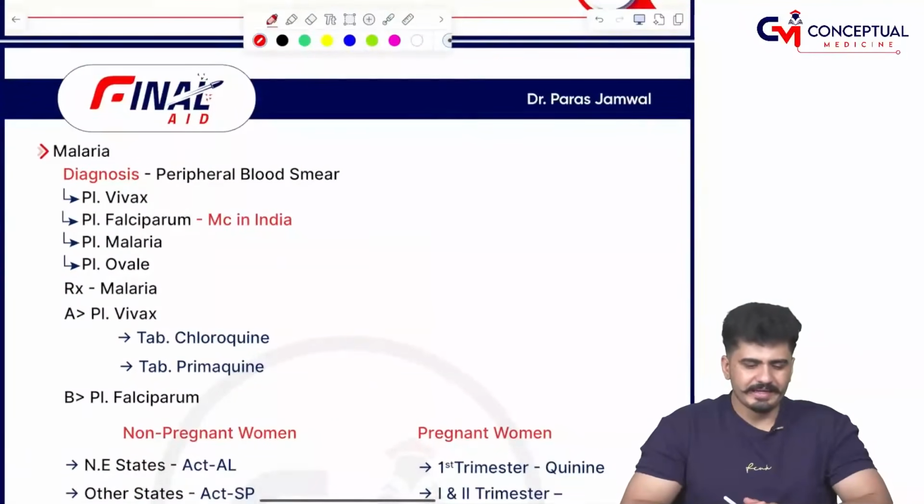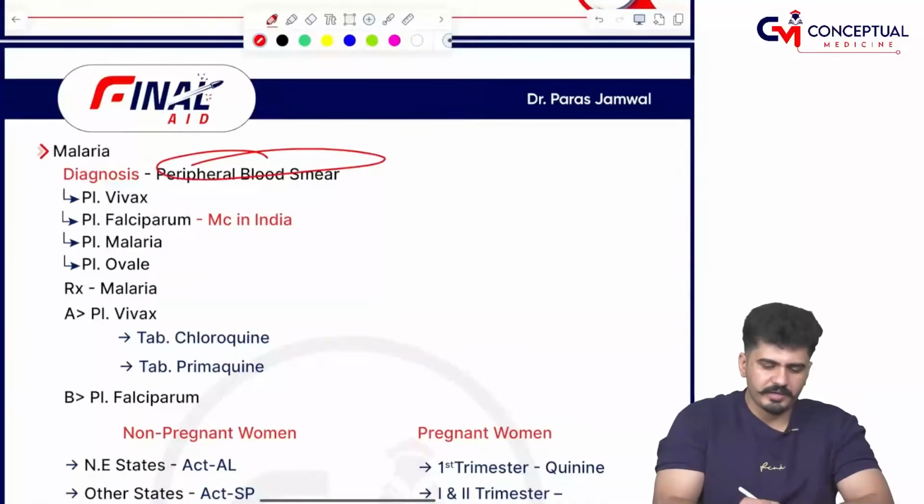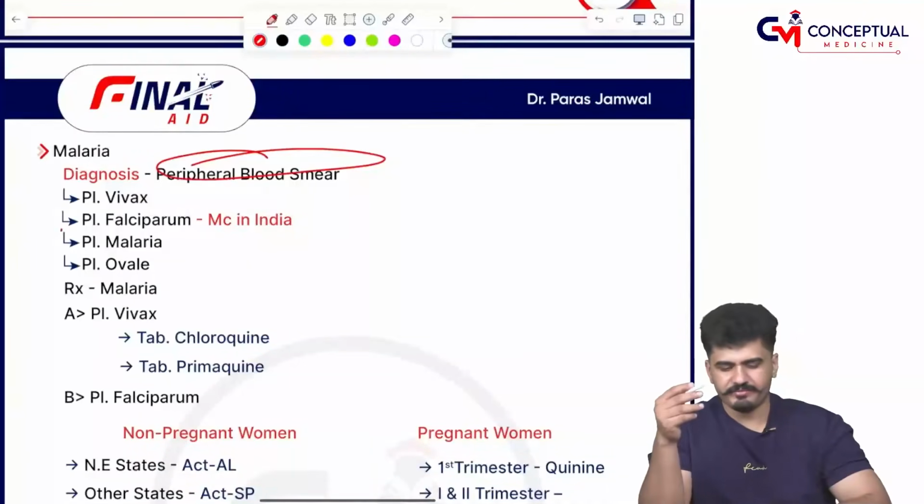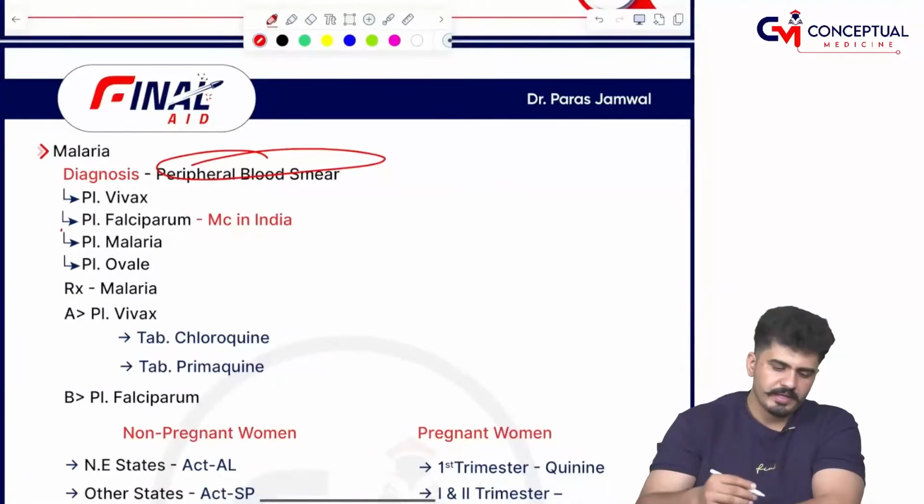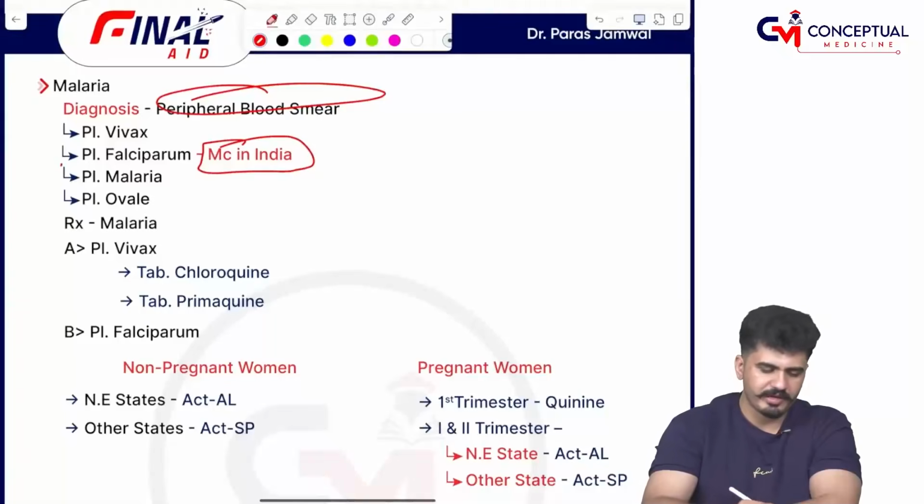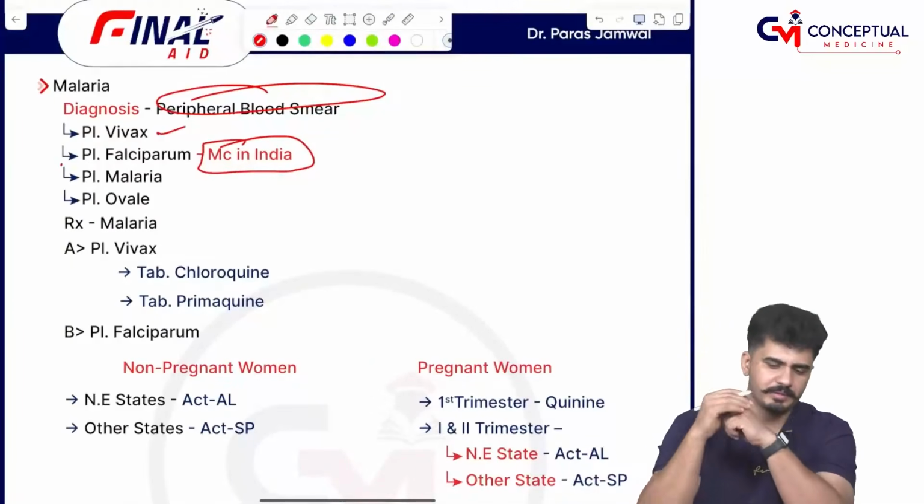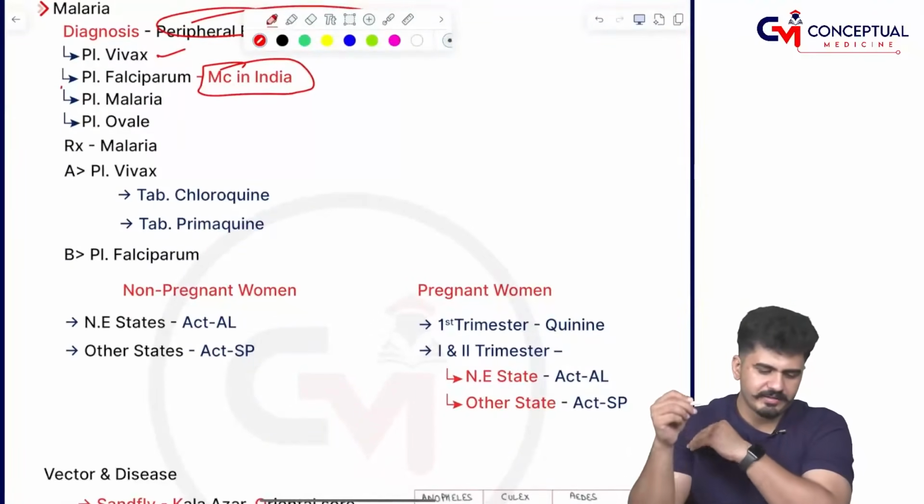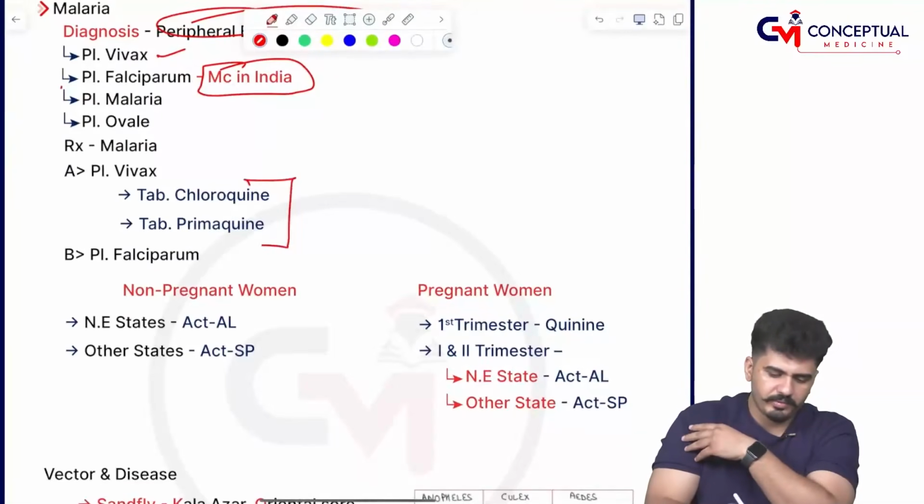Now let's talk about malaria. Diagnosis is by peripheral blood smear. Which species are there? Vivax, falciparum, malariae and ovale. Falciparum is most common in India, and remember, for Vivax and malariae we have to remember the drugs. For Vivax and malariae, tab chloroquine and primaquine we give, sir.